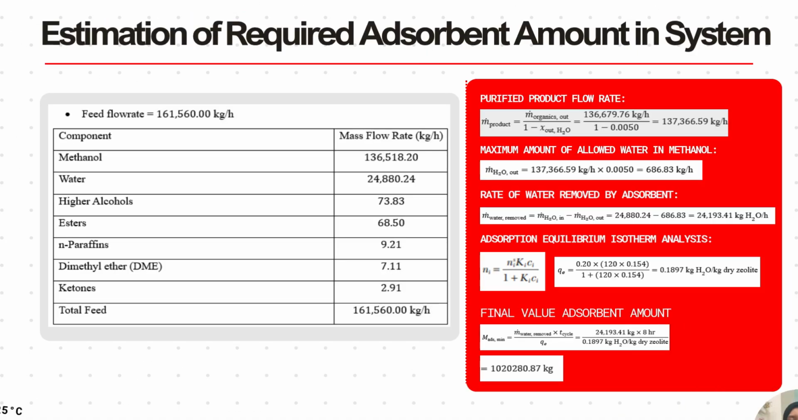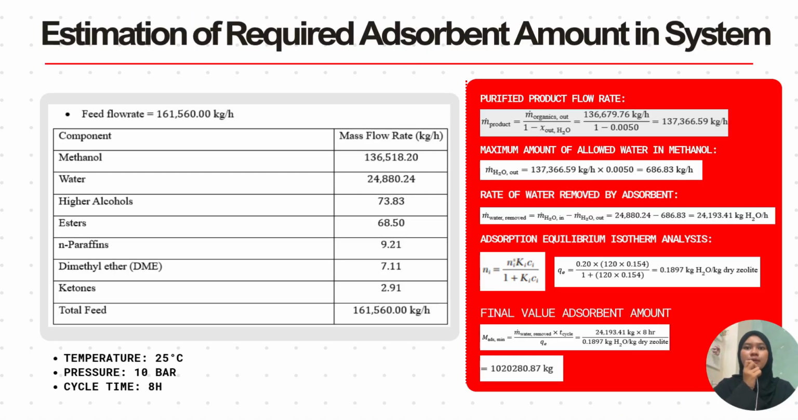Now we are going to calculate the estimation of required adsorbent amount in the system. So we know that the total feed is around 162,000 kilograms per hour, mainly consisting of methanol and water. After calculation, we obtain the purified product flow is around 137,000 kilograms per hour.